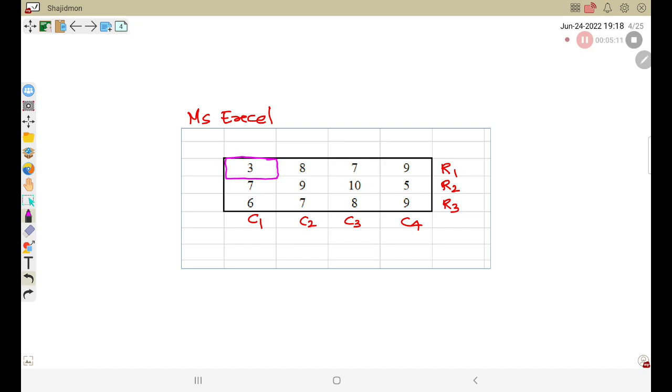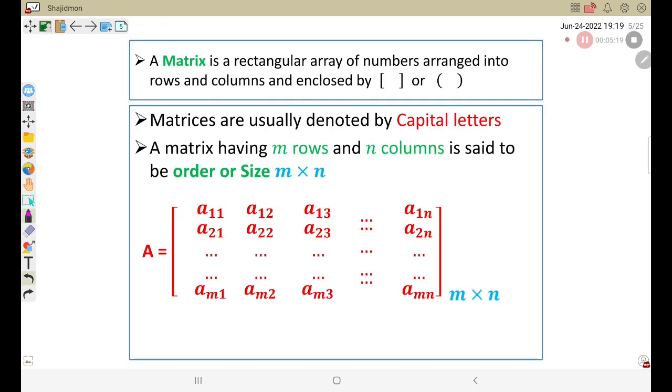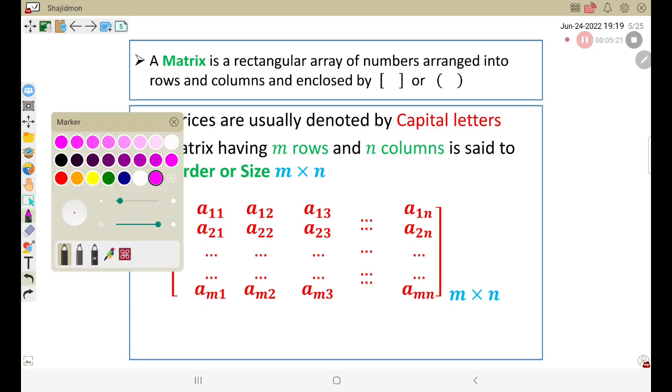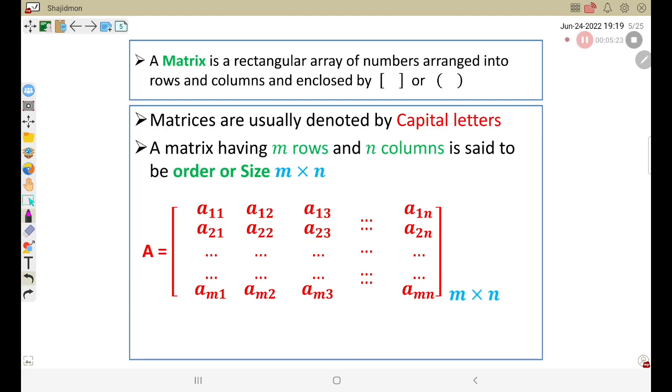And now we can do different operations here. How to add matrices, how to subtract matrices, all the operations we can study later. So this is the simple idea of the matrix. Now, what is the definition? A matrix is a rectangular array of numbers arranged into rows and columns.